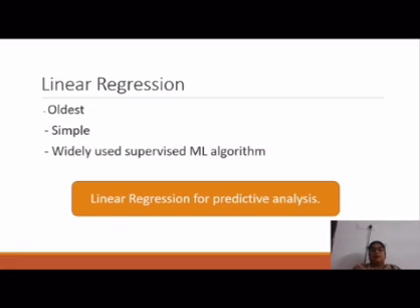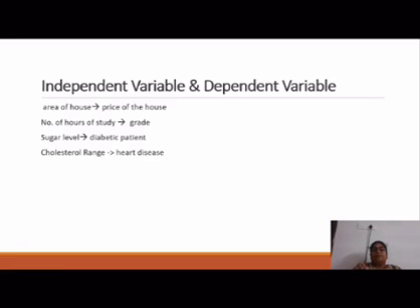Now in ML models, linear regression is mainly used for prediction, predictive analysis. The linear model is the oldest model and it is very simple also. It comes under supervised machine learning algorithms. See, there is the independent variable and dependent variable. So just tell me which is independent and which is dependent. As I said, area of the house, price of the house. Which is independent, which is dependent?